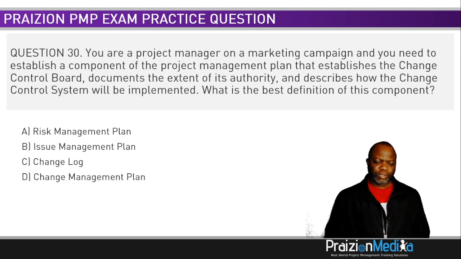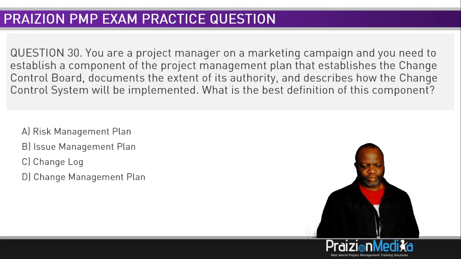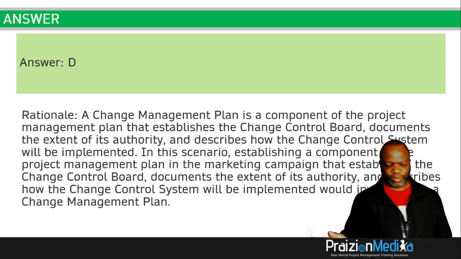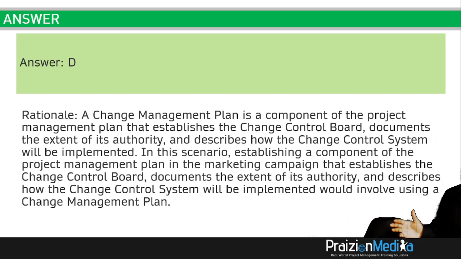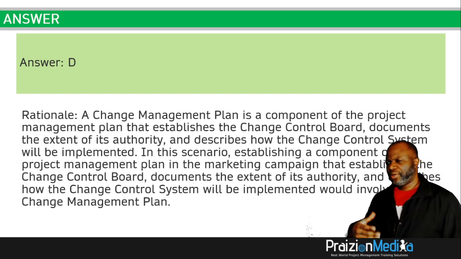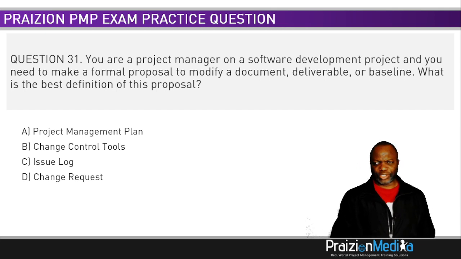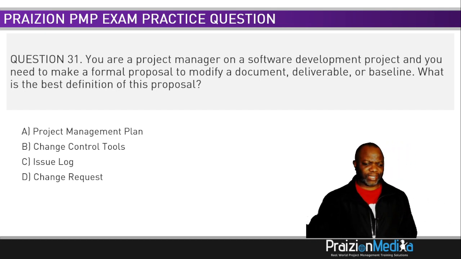Okay. So the answer to this, my friends, is none other than option D. And this is a change management plan. As it reads here, the change management plan is a component of the project management plan that establishes the change control board, documents the extent of its authority, and describes how the change control system will be implemented. It's a direct cutout of definitions given to you by the PMI in the PMBOK Guide 6th edition and Process Groups Practice Guide. Let's move on.